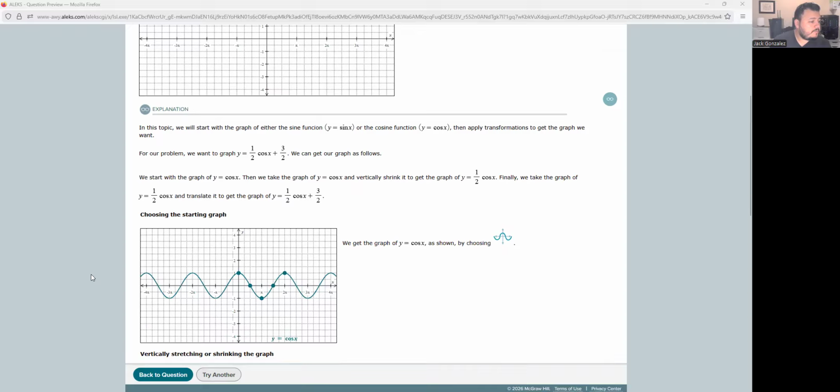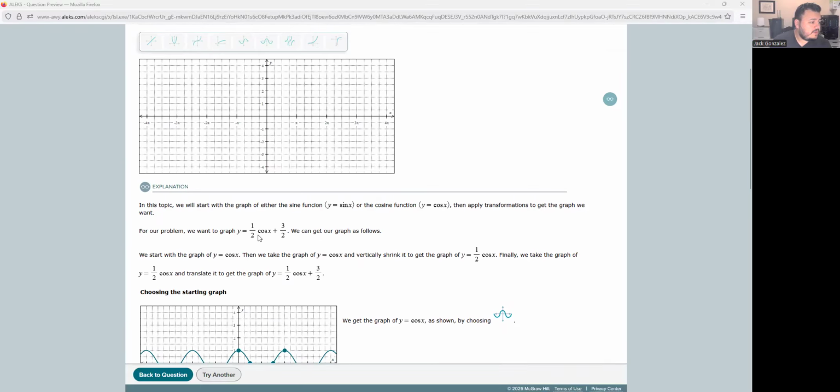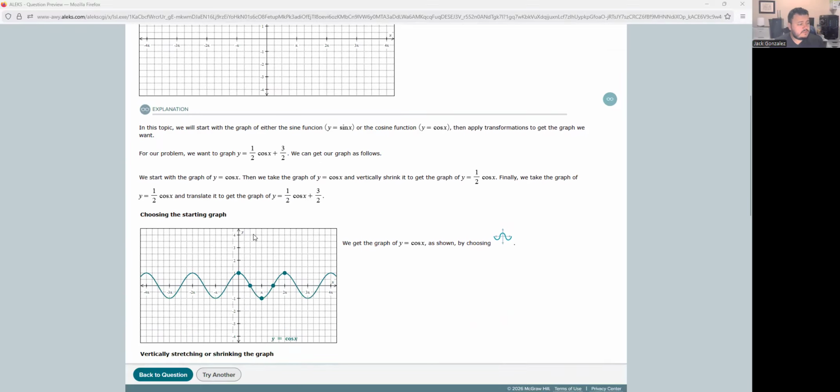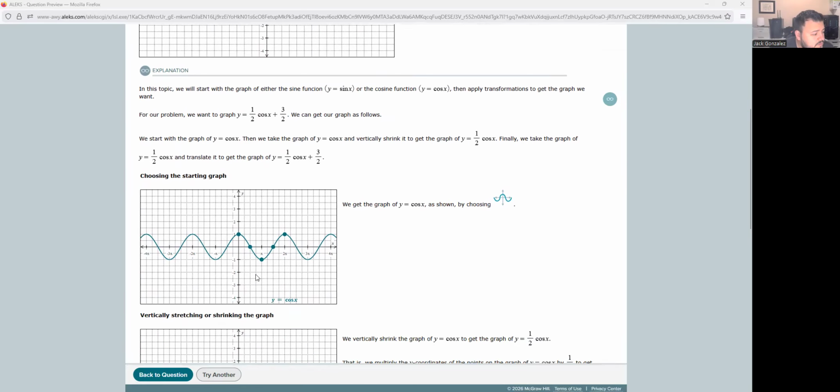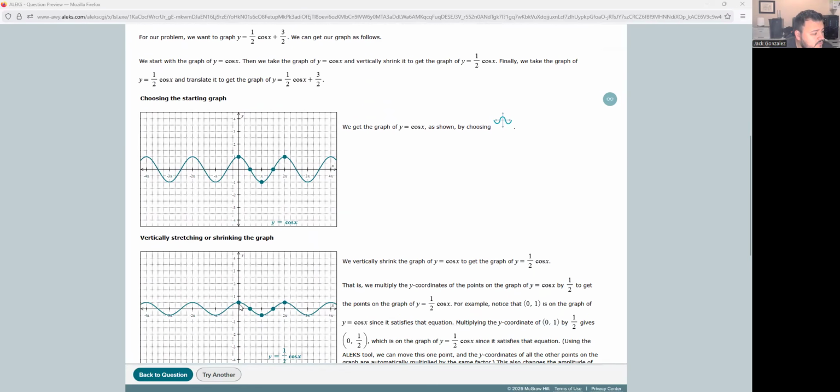Okay, so on this question, we have an amplitude of 1/2, so that means that the original is right here. It's going to be shrunken down to 1/2 and -1/2. So that's the first thing. All the y values will be changed by 1/2.